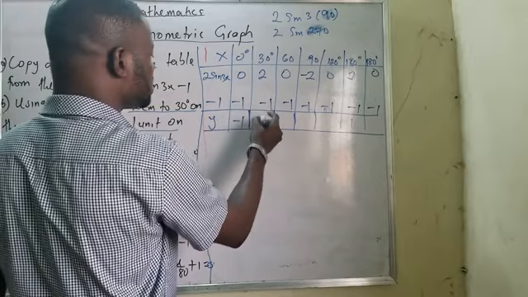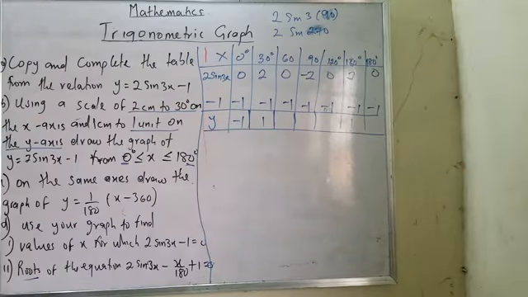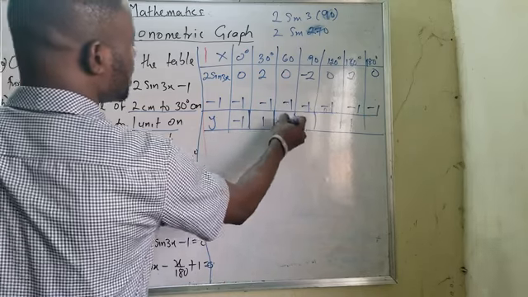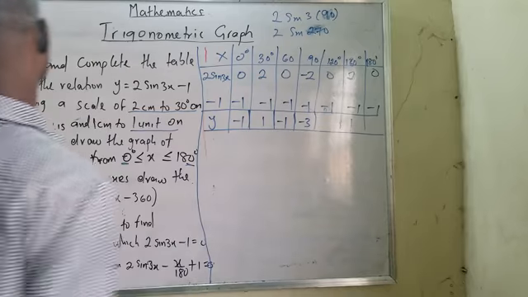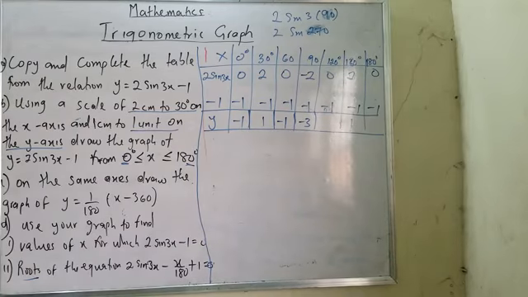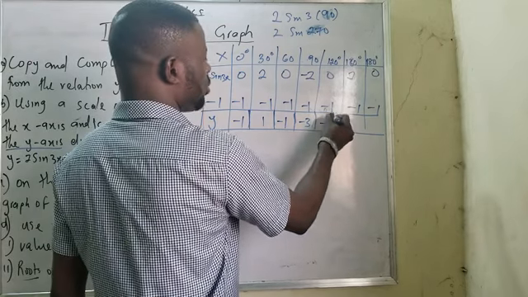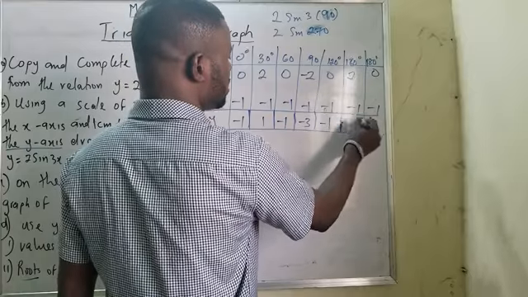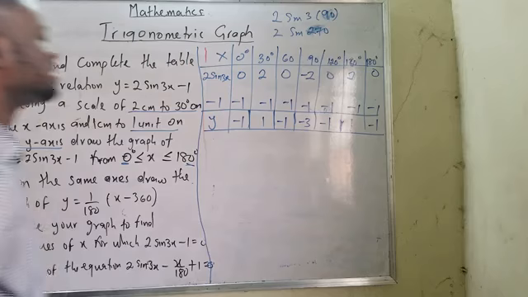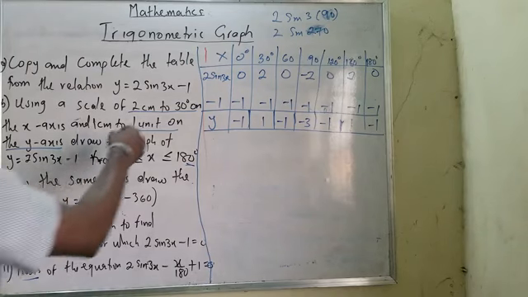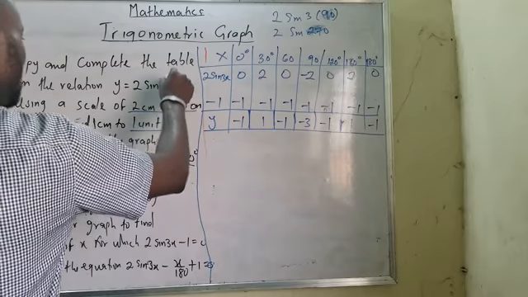And here will be what? 1, very correct. And here will be minus 1. Here will be minus 3. Yes, that will be minus 3. And here will be minus 1. Here will be minus 1. Here will be 1. And here will be minus 1. That is the table I need to find. That is the first one for this. I've done this now.